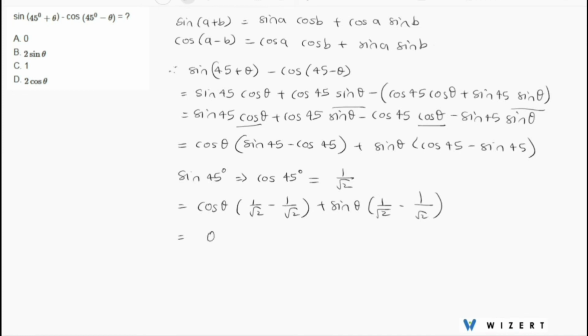So this gives us answer as 0. This 0 multiplied by something, 0 plus 0 multiplied by something, that is 0. So answer is 0. Answer is option A.